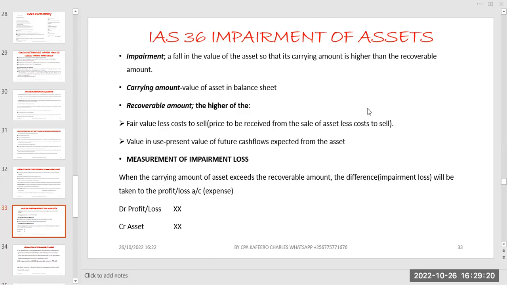One, the carrying amount. Carrying amount is the net book value that is found in the balance sheet. It comes as a result of taking the cost less accumulated depreciation and impairment losses. Of course, we are going to be seeing them. Impairment I had reserved since it has its own standard.